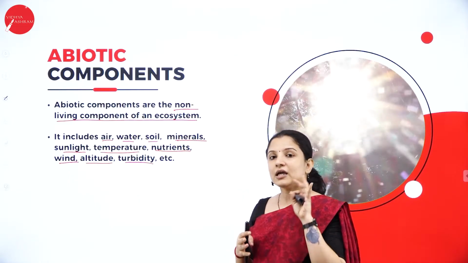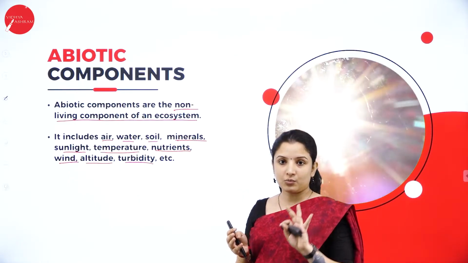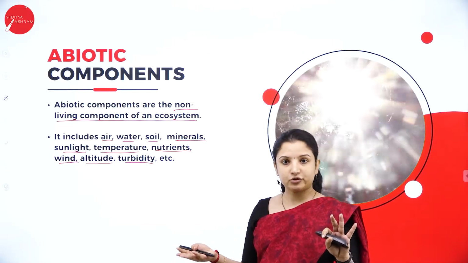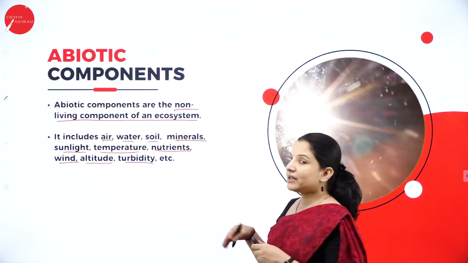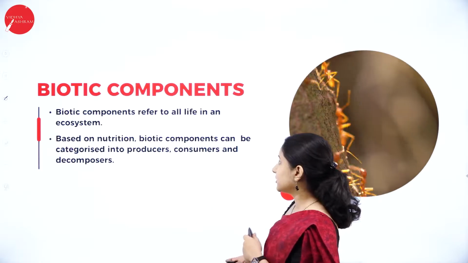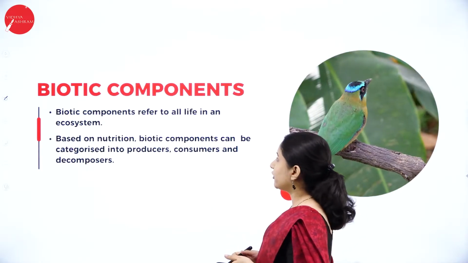So that is why in nature we are not supposed to disturb one thing, because if one thing is disturbed, then the other will also be disturbed. Or it may lead to the complete destruction or extinction of another organism. So that is why. So next, talking about the biotic components.